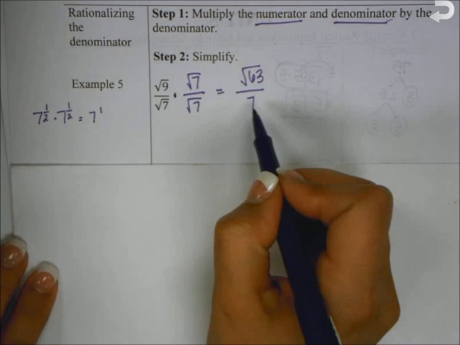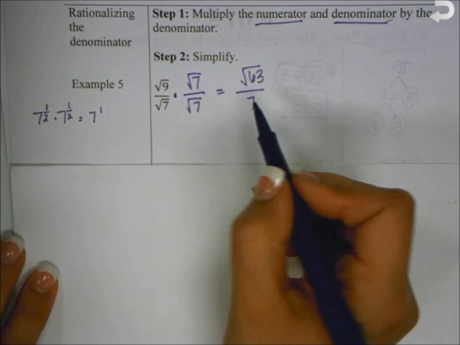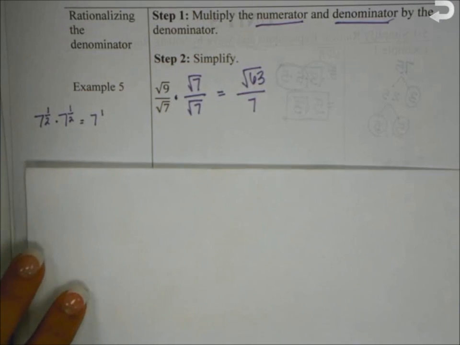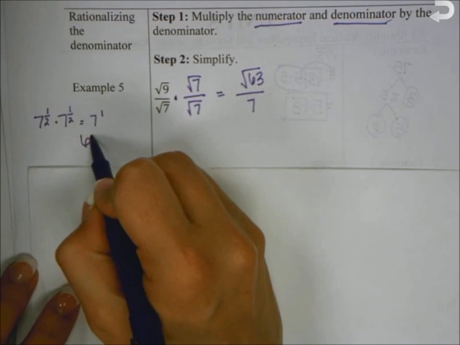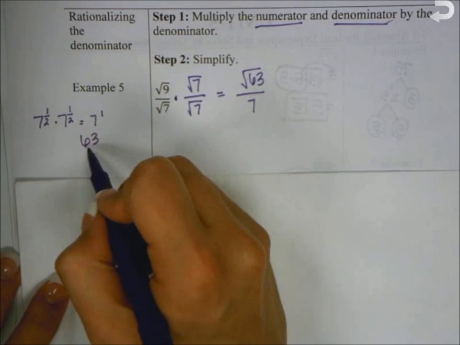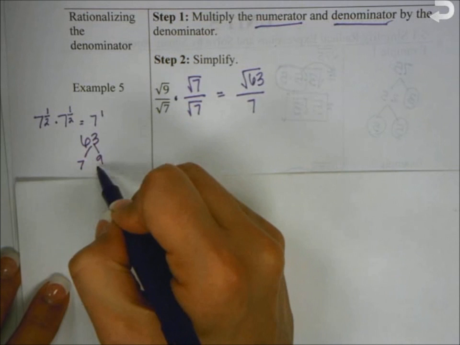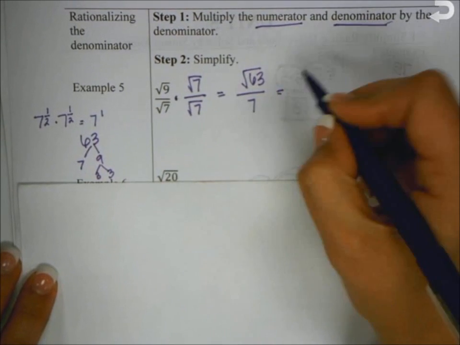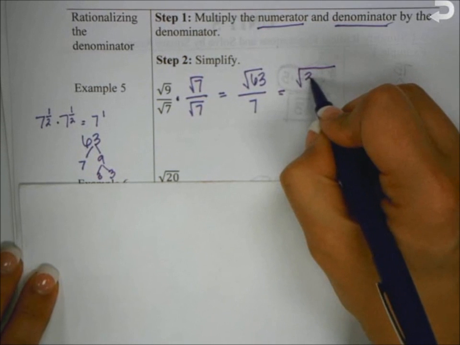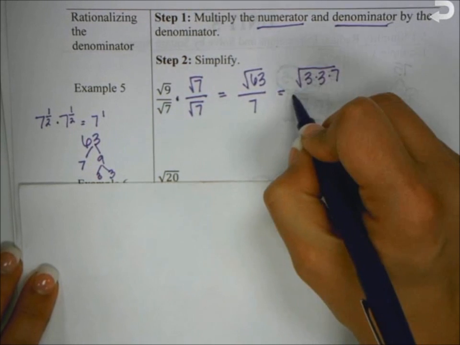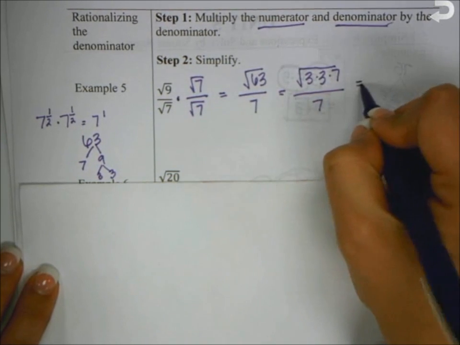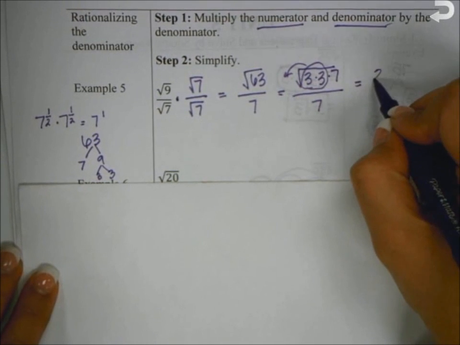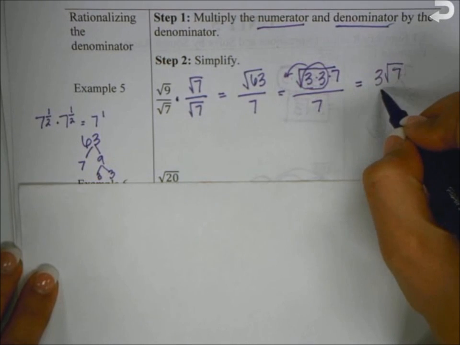Okay? So square root of 63, can we simplify that? Yeah. What are the factors of 63? 7 and 9. And what does 9 factor out to? 3 and 3. So this is the same as square root 3 times 3 times 7 all over 7. And we have a pair of 3's here, so we can pull it out. So we get 3 square root 7 over 7. And that's your answer.